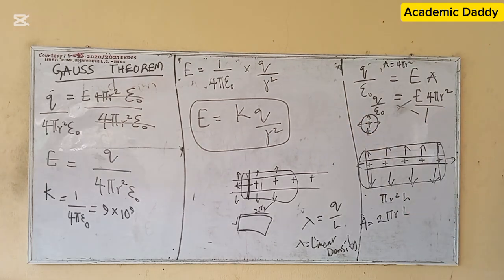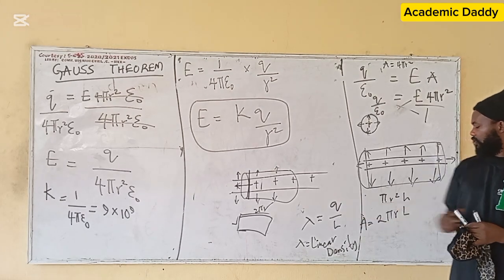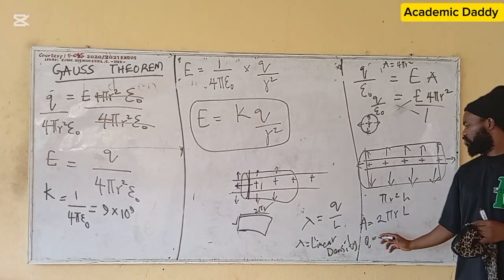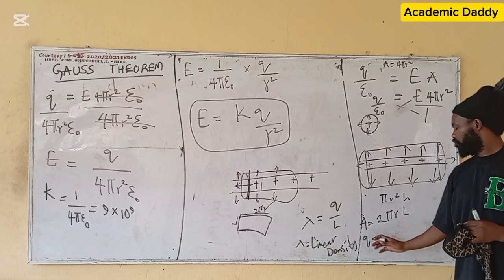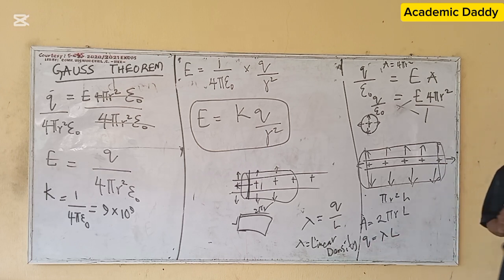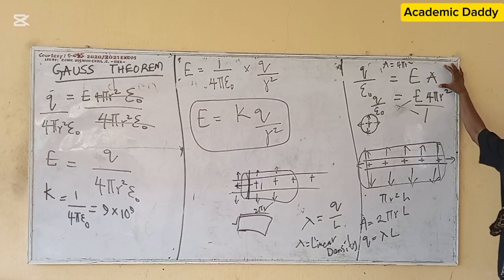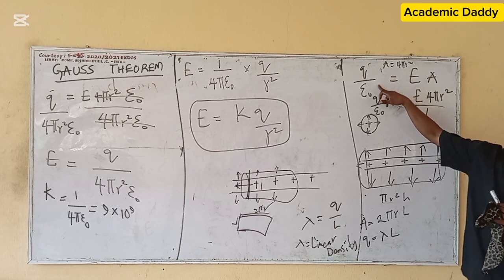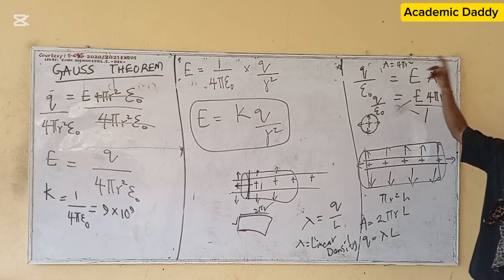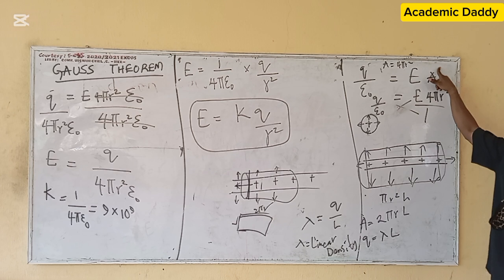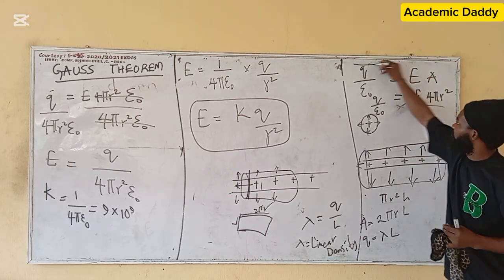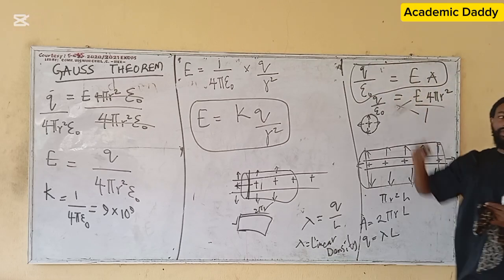So if I know this, if I make charge the subject of the formula here, you see that I have Q equals lambda times L. Is it not true? And remember that this is our formula. This is what Gauss theorem is talking about. The summary of Gauss theorem is simply that electric flux is equal to charge over permittivity of free space, and that electric flux is also electric field intensity times the surface, which we call the Gaussian surface. So in summary, this is the formula for Gauss theorem. This is something you need to note.